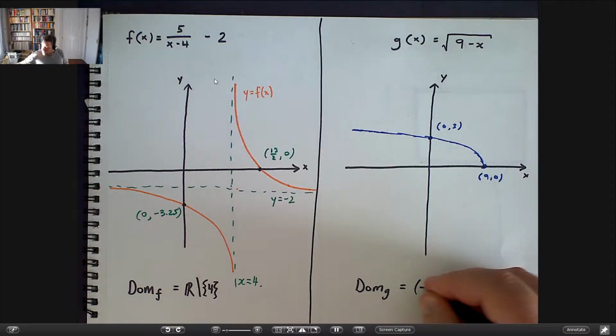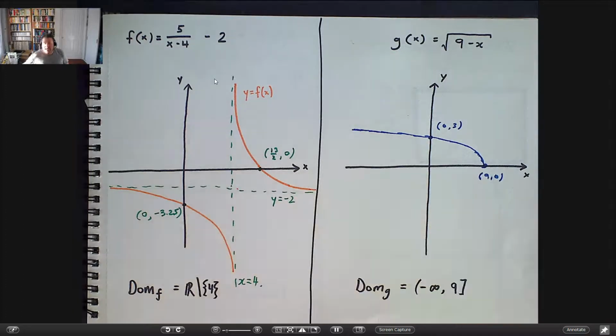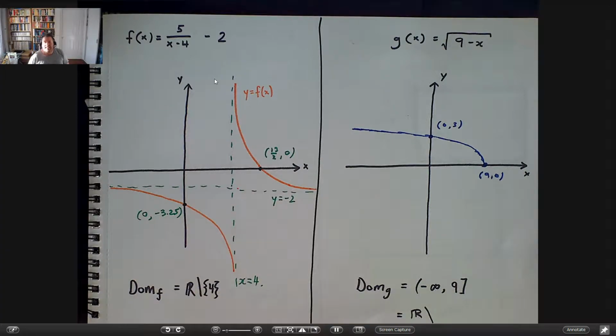So there's a few different ways to write that. I could say it's everything from -infinity up to 9, and 9 is included. Or if I'm taking my cue from what we did previously, I could say it's all the real numbers except for the ones that don't work. And what are the ones that don't work? Well, it's anything strictly bigger than 9. Okay, so that's how we would work with a square root function.